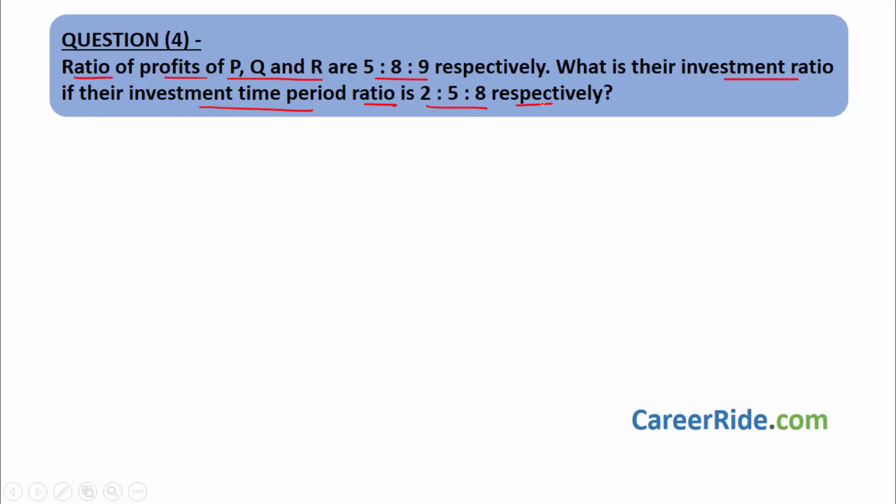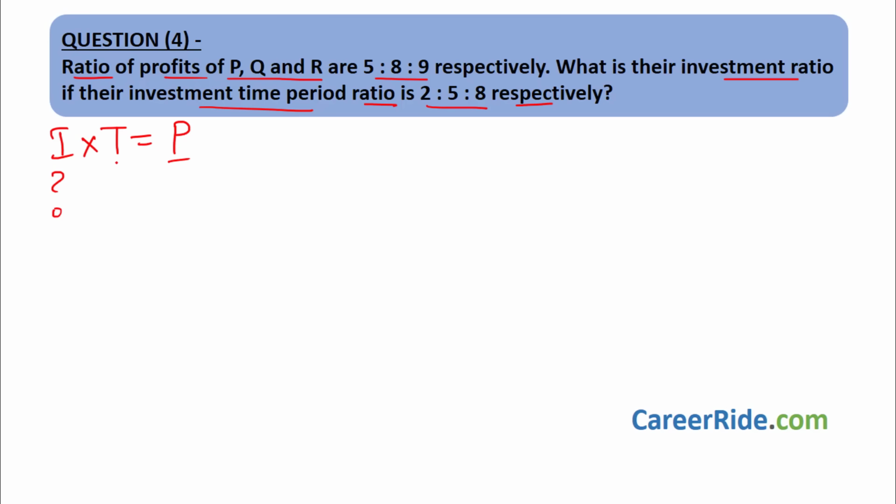Now here we do not have any actual values, so we might think that this is a little bit of a complex sum, but actually it is not. You have ratios over here, and this is one of the easiest types of sums in partnerships. Let's see how to deal with this kind of sums. Now what is the formula? We know it is investment into time equal to profit. So that is nothing but ratio of investment into time equal to ratio of profit. So here we have to find the investment ratio. We know the time period ratio, we know the profit ratio.